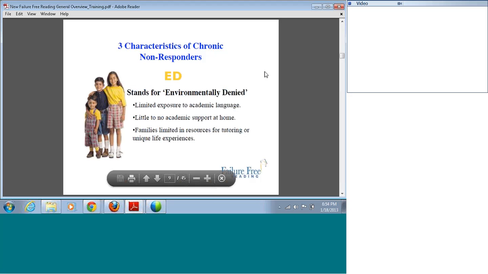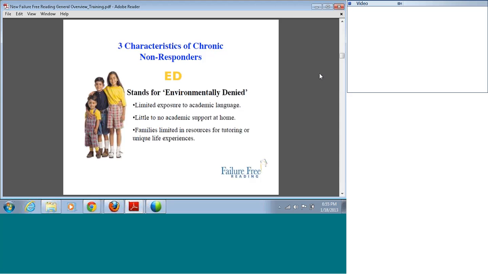All right, the second characteristic of chronic non-responders is ED, which stands for environmentally denied. These students typically have had limited exposure to academic language. They often get little to no academic support at home. And more often than not, with a lot of the students that I've worked with in the past, it's families that are limited in resources for tutoring or for unique life experiences. It's not all rooted in a socioeconomic issue, but a lot of the students that we tend to work with that are struggling with their reading ability come from backgrounds where academic language isn't frequently used in the home.